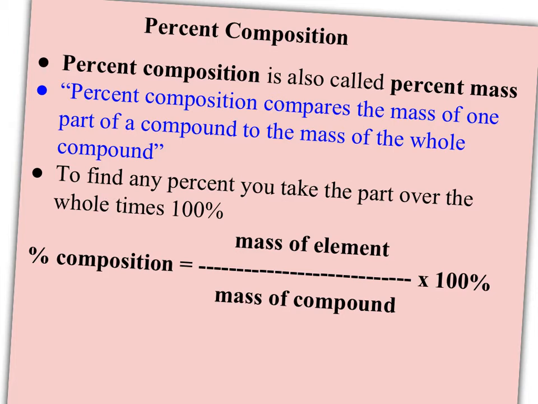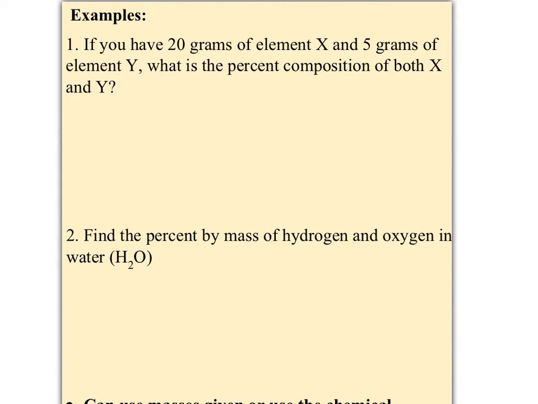To find any percent, you're always looking at part of it compared to the whole times 100%, and then all of your parts have to add up to 100%. So expressing this as a formula, percent composition would be the mass of the element divided by the mass of the compound times 100%.